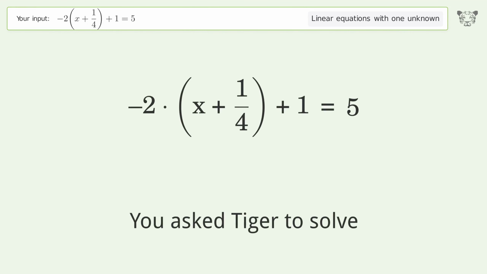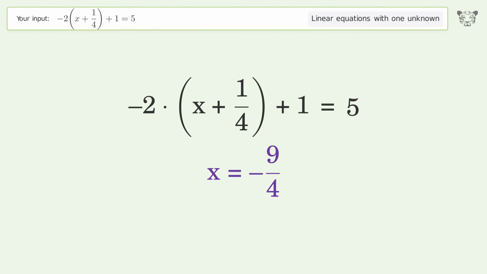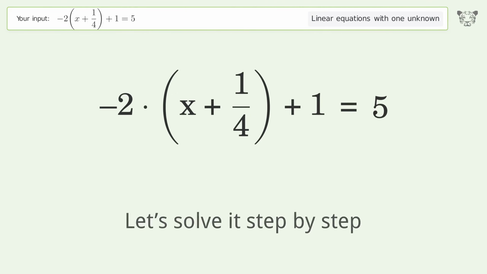You ask Tiger to solve. This deals with linear equations with one unknown. The final result is x equals -9/4. Let's solve it step by step.